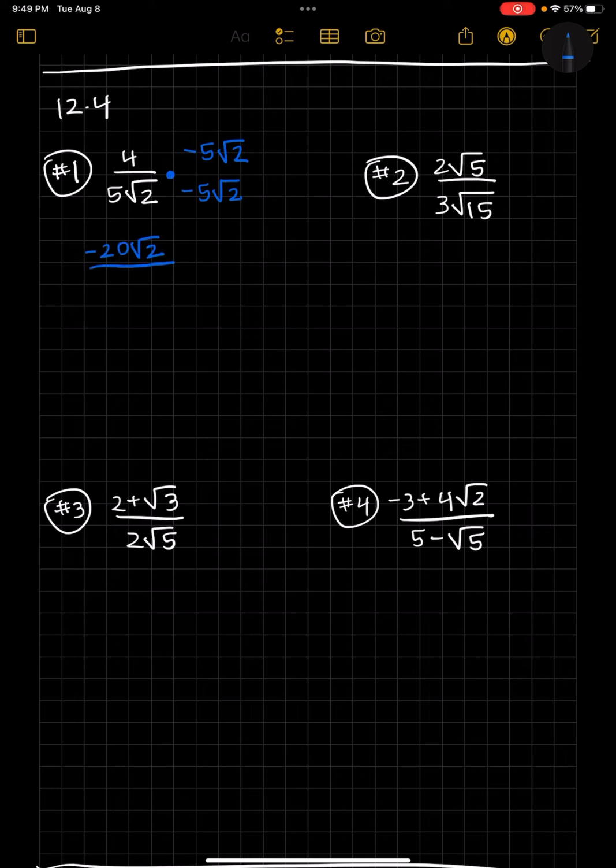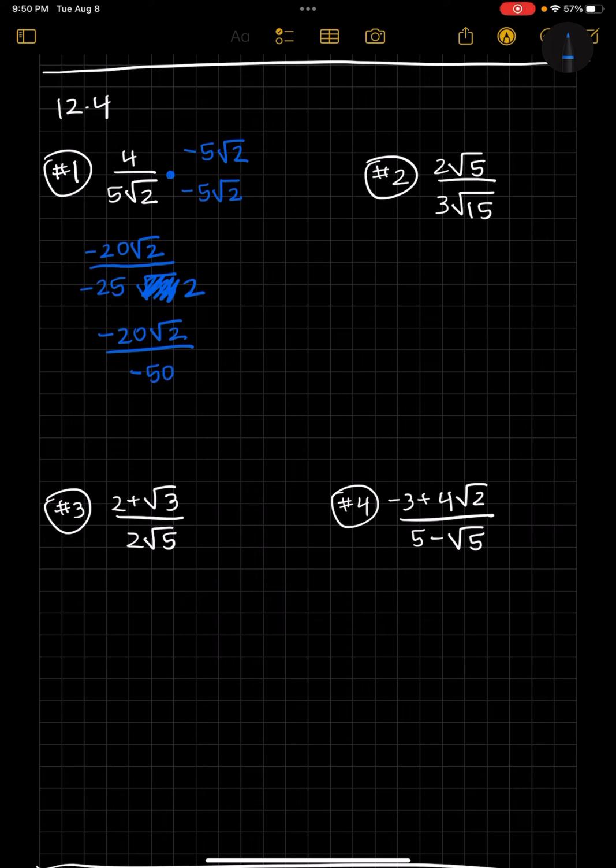And then on the bottom, we'd have 5 times negative 5 gives me negative 25. Root 2 times root 2 gives me root 4, right? Because we just multiply what's on the inside. Well, we know the square root of 4 is 2, so I can scratch that out and make that times 2. So I end up with negative 20 root 2 over negative 25 times 2, which gives me negative 50.